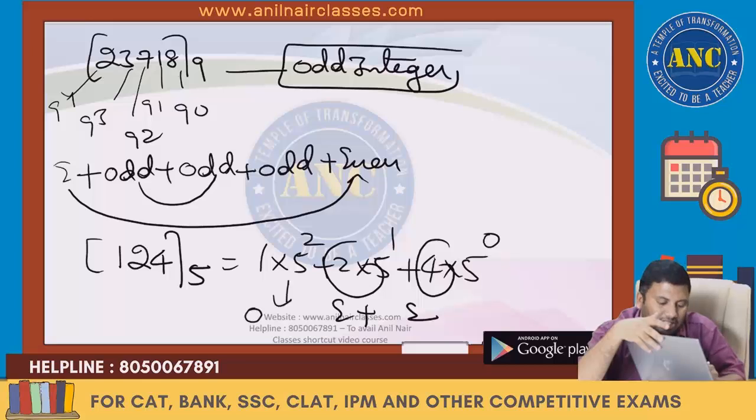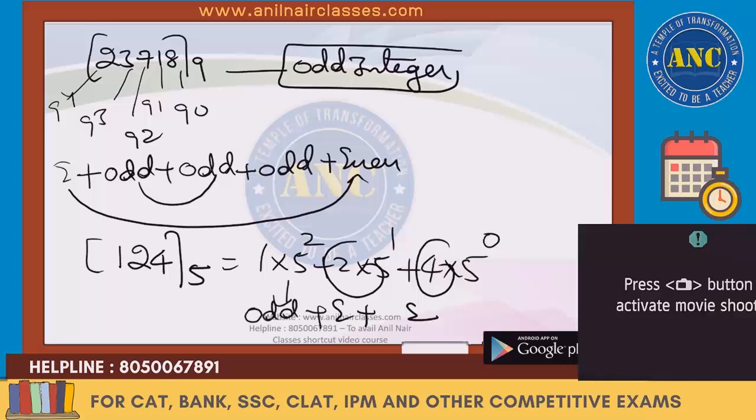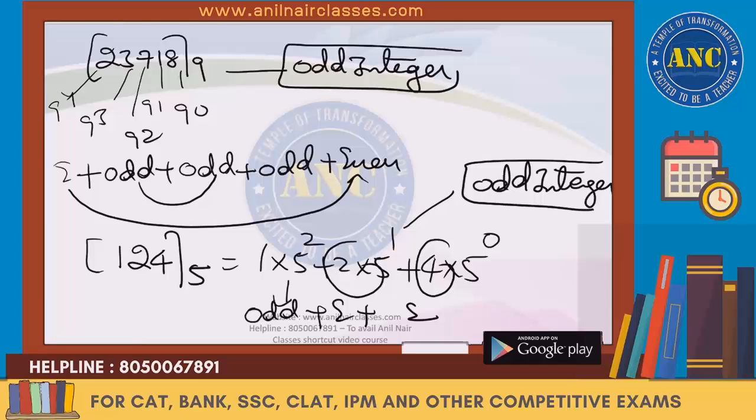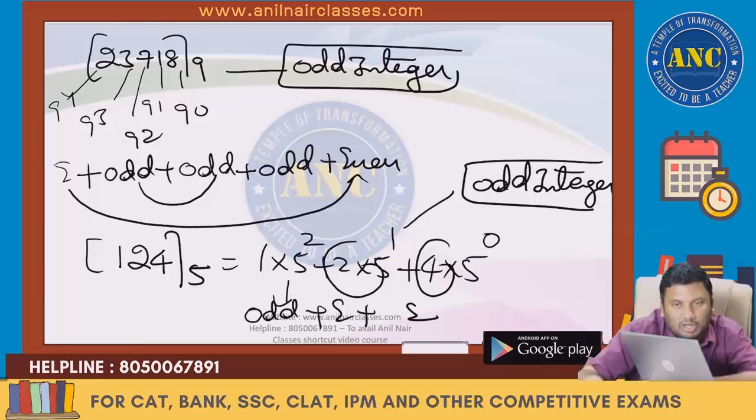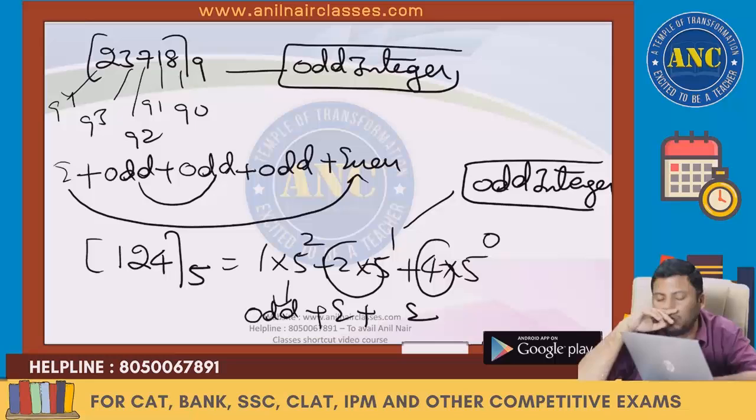5 square is an odd number. Even plus even is even. Even plus odd is odd. The answer is an odd integer. I hope that when the base is even you can do it, and when the base is odd also you can do it. Now write down a note.